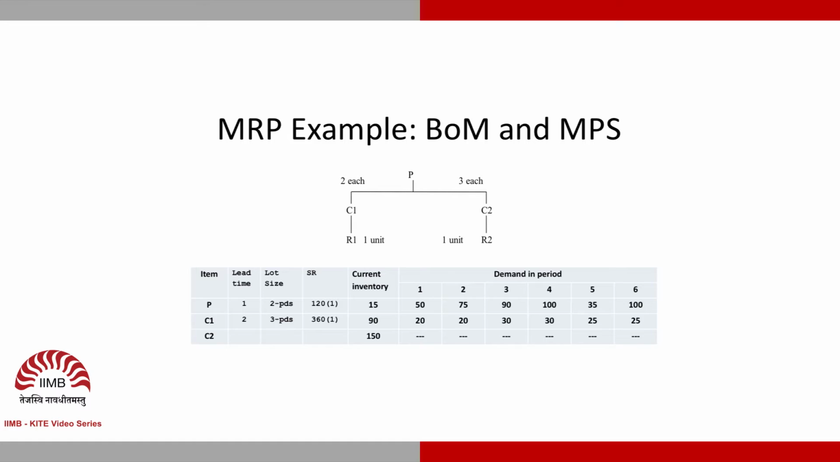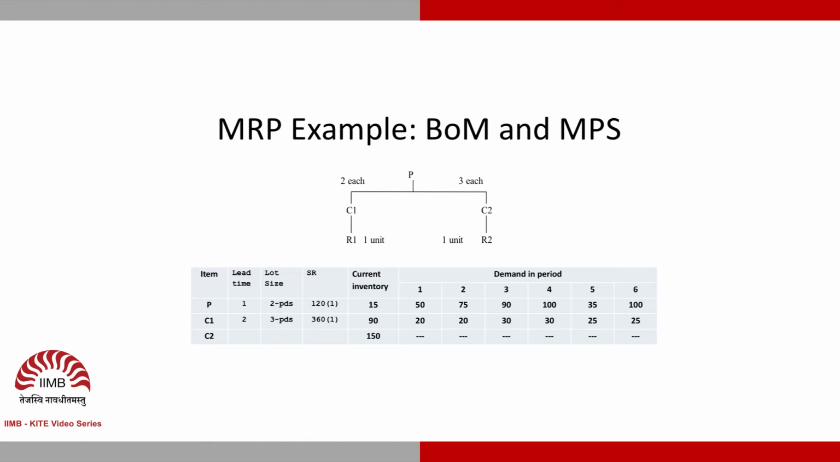Now, let us look at MRP logic with an example. In this example, we are looking at a very simple product P made out of two items C1 and C2 with a quantity per set of 2 and 3 each. Each of C1 and C2 requires raw material R1 and R2, again quantity requirement 1 unit each. So, this is the input as far as bill of material is concerned.